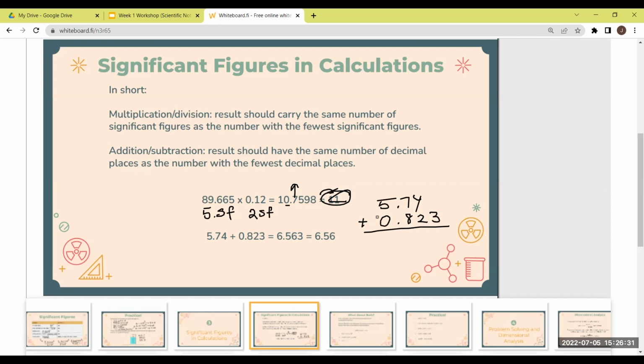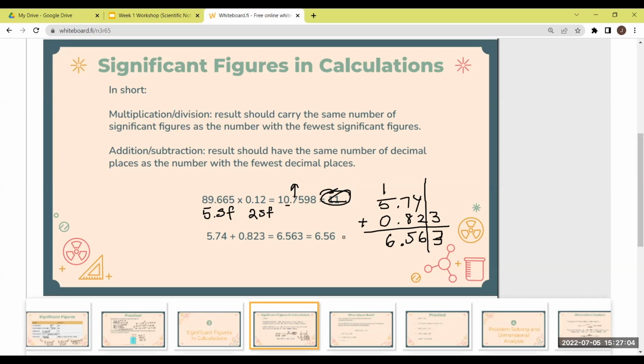And then I'm going to draw a line right where the least significant decimal place is. And then I'm just going to carry out the calculation as normal. So I can put this as 7. Oh, this is addition. So this is 3. This is 6. This is 5. And then this is going to be 6.